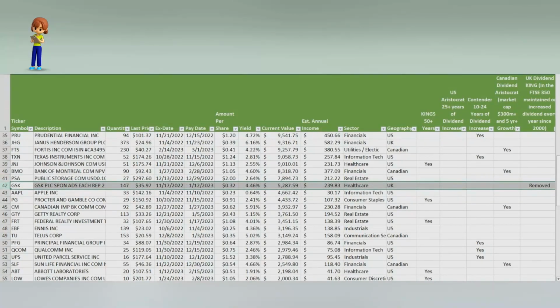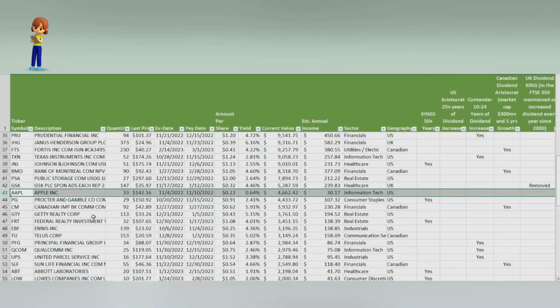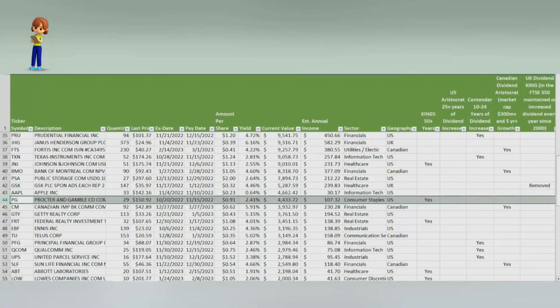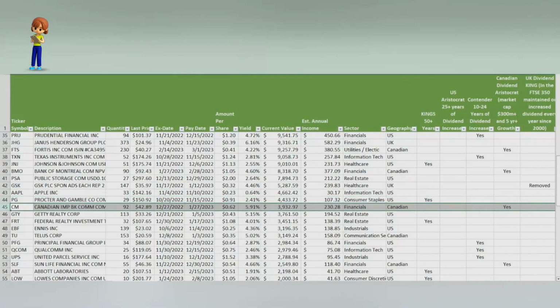GSK was a UK dividend king and recently removed due to a spinoff and dividend cut in 2022, similar to AT&T. I've got almost 150 shares there, generating just under $240 a year. I've got 33 shares of Apple, generating only about 30 bucks a year. A position in Procter & Gamble, generating $100 a year. Another Canadian bank, Canadian Imperial, generating $230 a year.